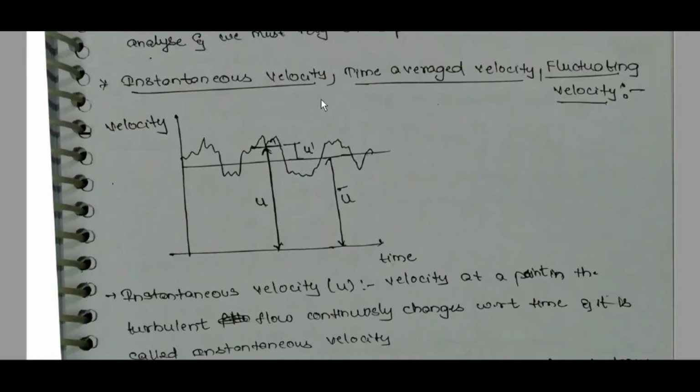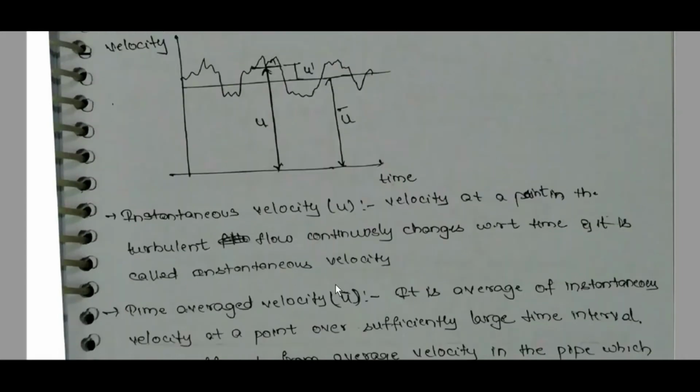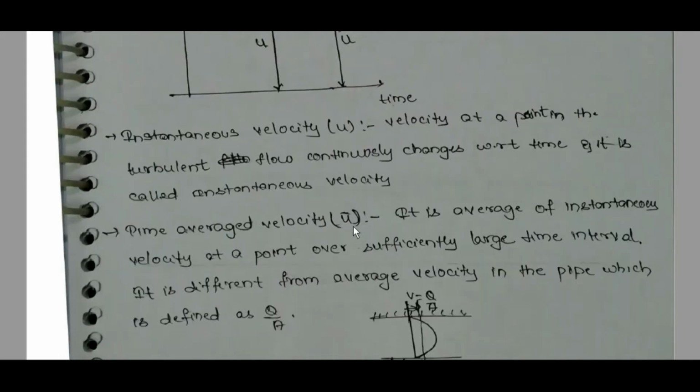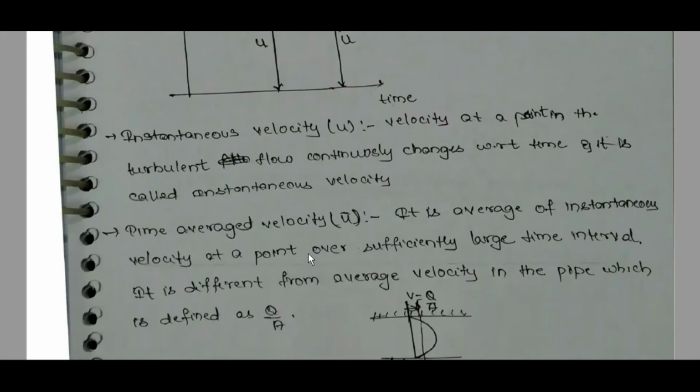Instantaneous velocity, time averaged velocity, fluctuating velocity. Instantaneous velocity u: velocity at a point in the turbulent flow continuously changes with respect to time and it is called instantaneous velocity. Time average velocity u bar is the average of instantaneous velocity at a point over sufficiently large time interval.